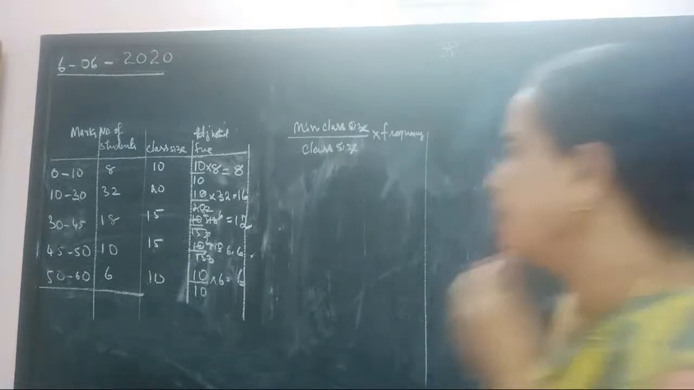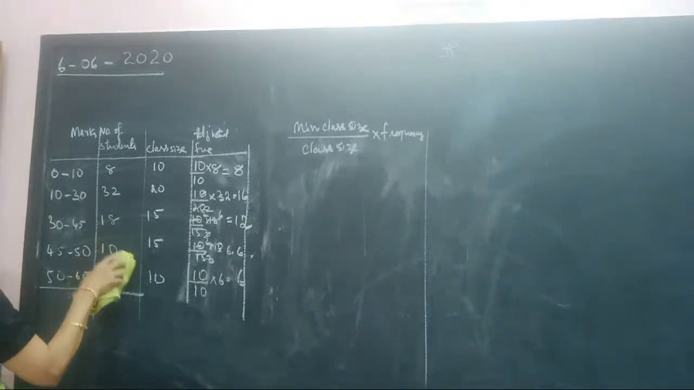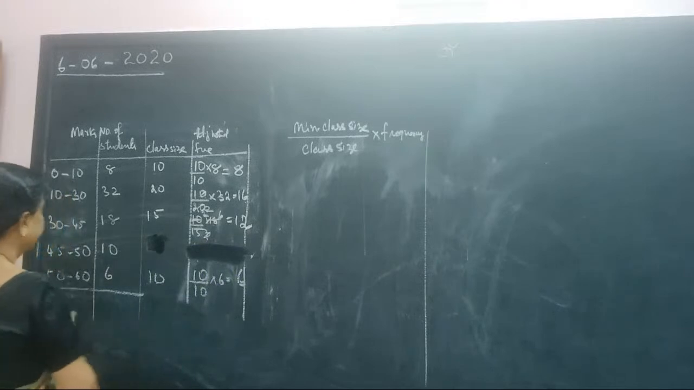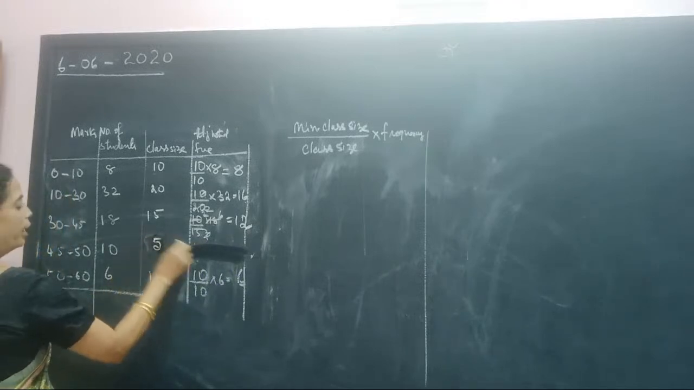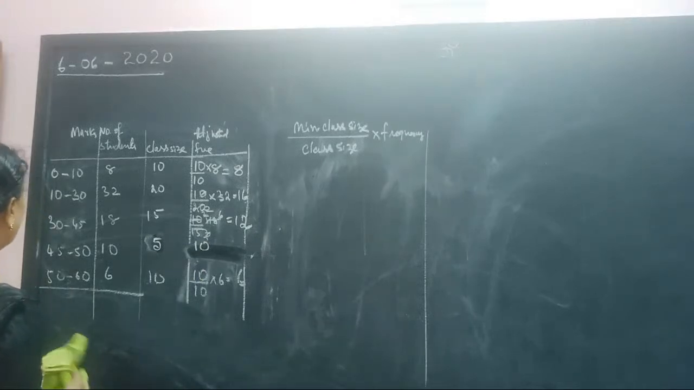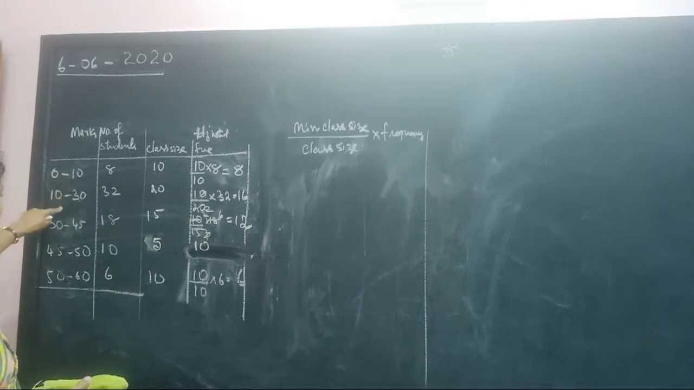45 to 50 is 5. Then what will you get? Minimum. We have to consider the class size; the minimum is 5 only. The class sizes are 10, 20, 15, 5, 10.